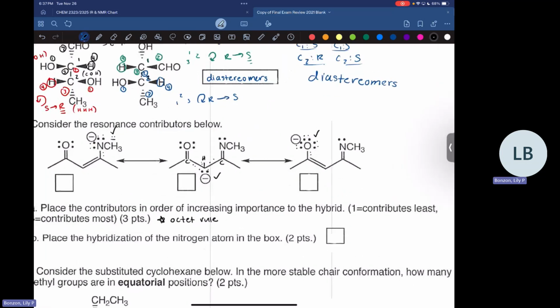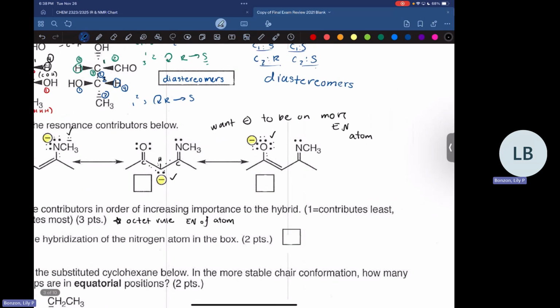So then the next rule is going to be based on the electronegativity of the atoms. So whenever we have a minus charge, like we do in this question, we want the negative charge to be on a more electronegative atom. So again, electronegativity is going to increase going up and to the right on the periodic table.